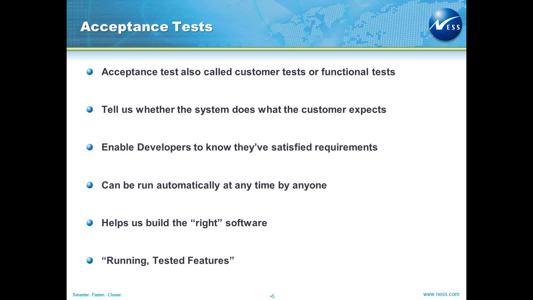It can be run automatically at any time by anyone. A developer can run this test, or QA will definitely run this test. Even a customer can follow these test cases and certify that the product is being built correctly. It helps us build the right software, and they are also termed running tested features. So a particular user story and its acceptance tests can be considered an absolutely running and testable feature.